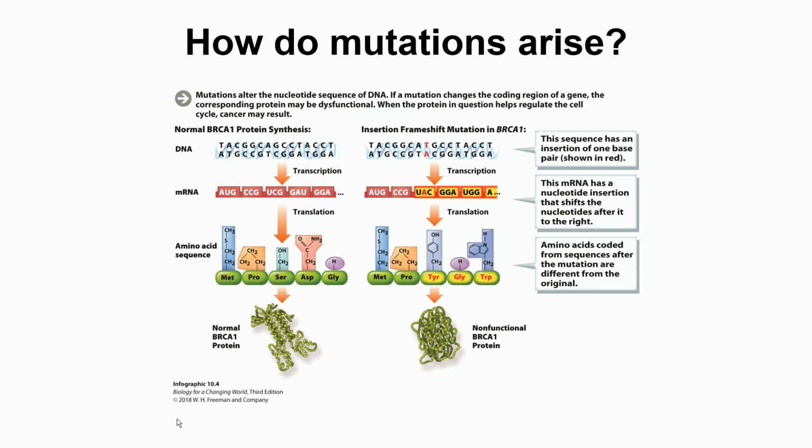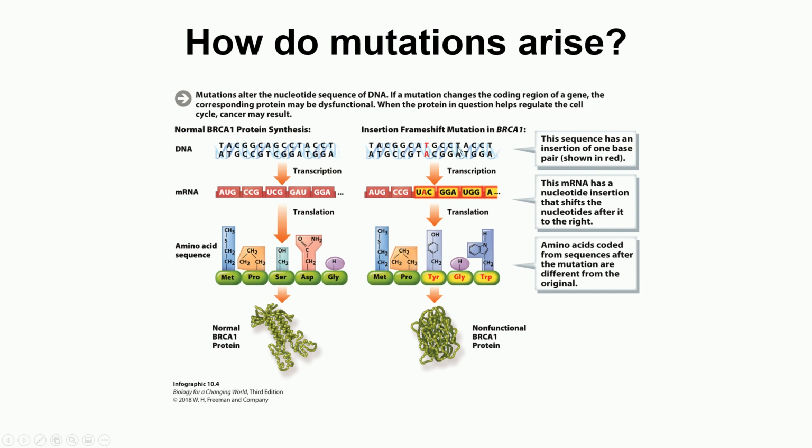So, basically, how do mutations arise and how do they affect? You can see this is the BRCA1 gene. This is a normal BRCA1 gene. This is the DNA, and this DNA codes for the mRNA, and then the mRNA codes for the amino acids, and these amino acids code for a protein. You can see the DNA sequence, the mRNA sequence, and the sequence of the amino acids, and this is a normal BRCA1 gene.